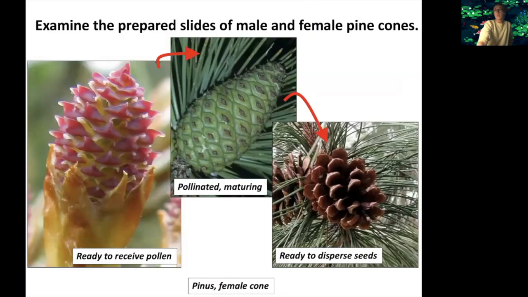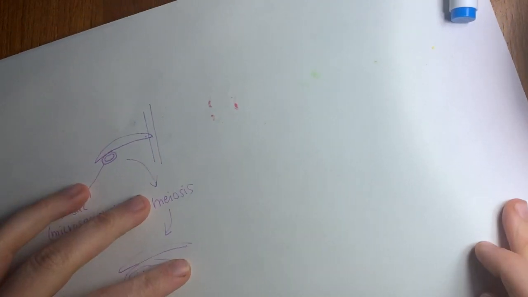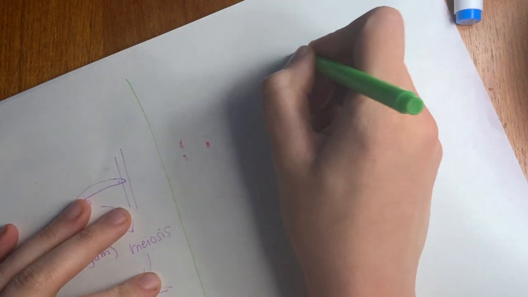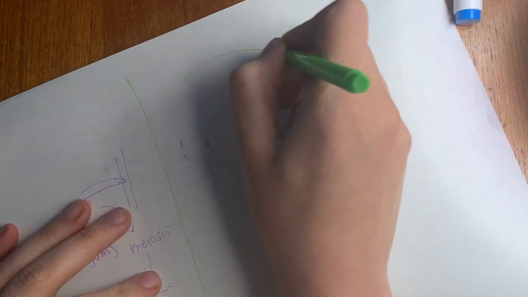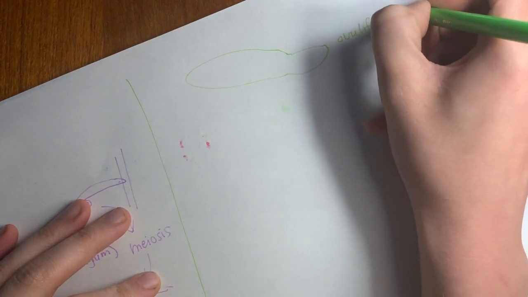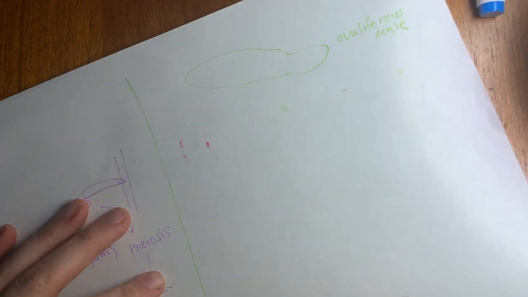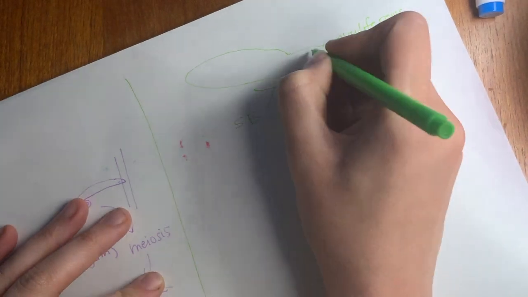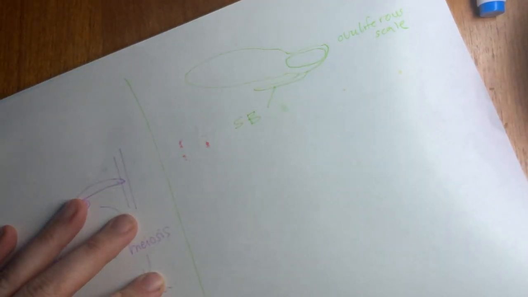So let's just go over the female cone, because there's kind of a lot going on there. I just want to remind everybody, we can just go through it. There are many layers to the female cone scale. First we get the scale with our ovule. This is our ovuliferous scale. It has a subtending sterile bract, SB. And remember what this is: this is a megasporangiate cone.